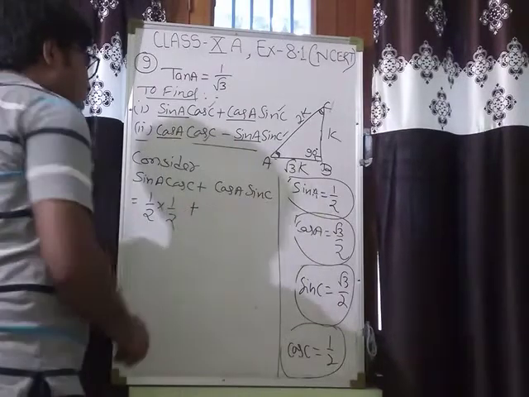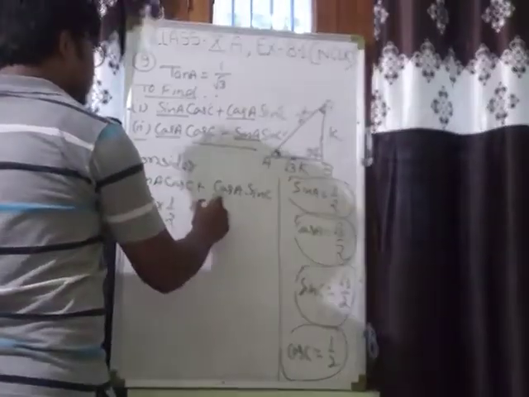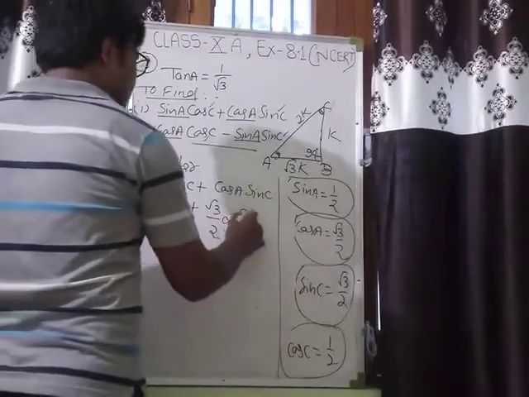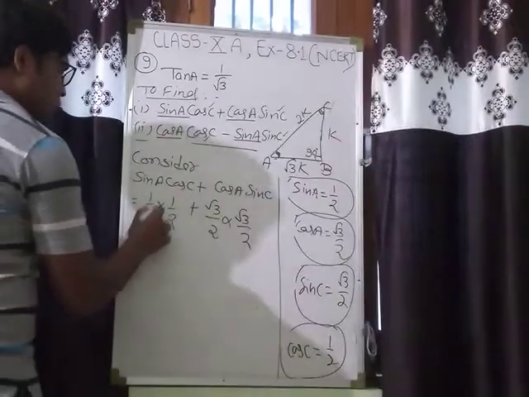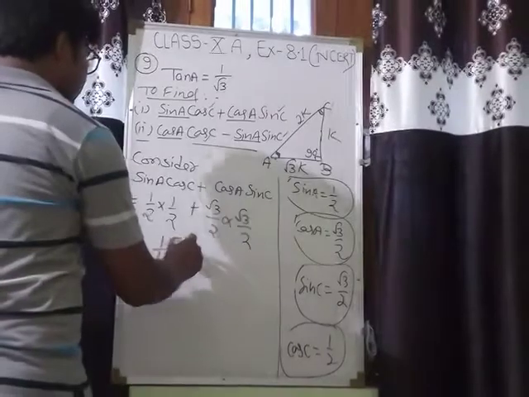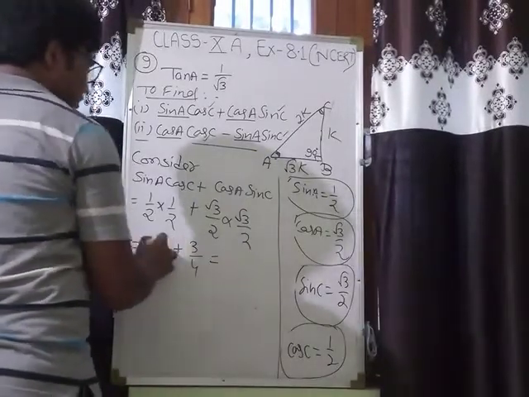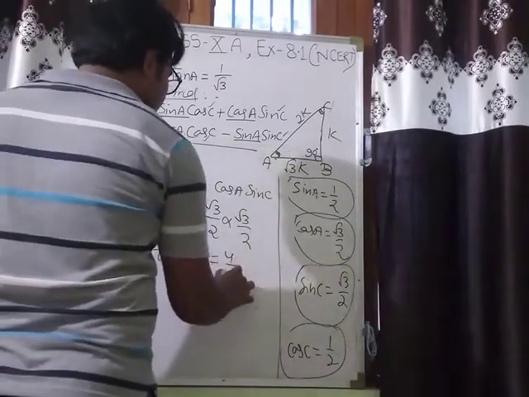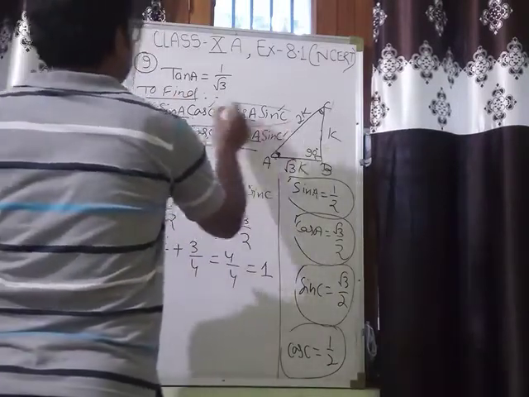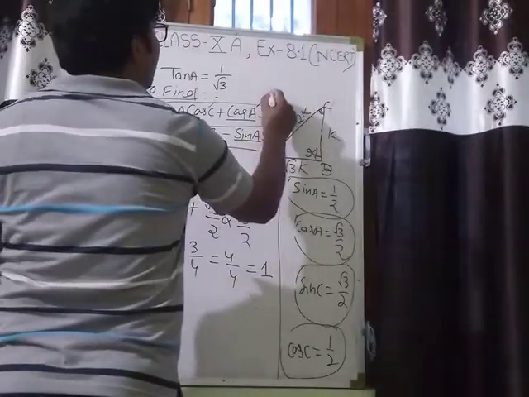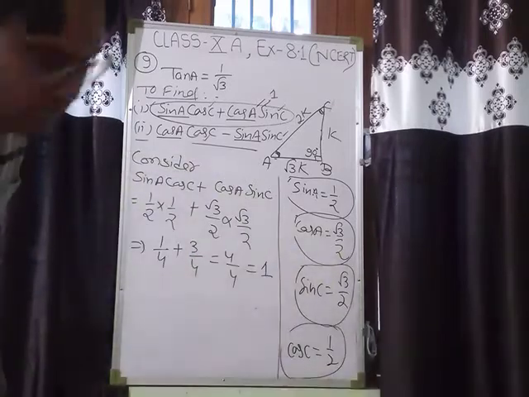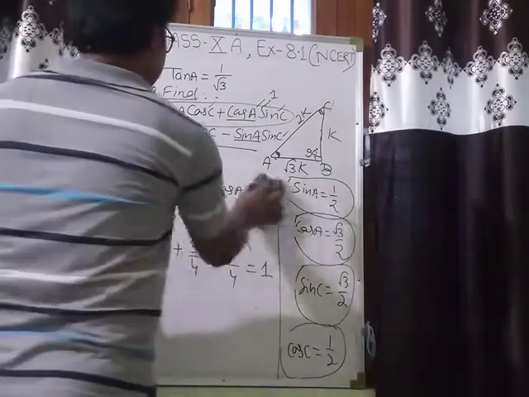Okay, and plus cos A is root 3 by 2, and sin C is root 3 by 2. So we have 1 by 2 into 1 by 2, that is 1 by 4, plus root 3 by 2 into root 3 by 2, that is 3 by 4. So 1 by 4 plus 3 by 4 is 4 by 4, that is equal to 1. So the value of the first one is equal to 1. Now I am going to rub this and find the value of the second.